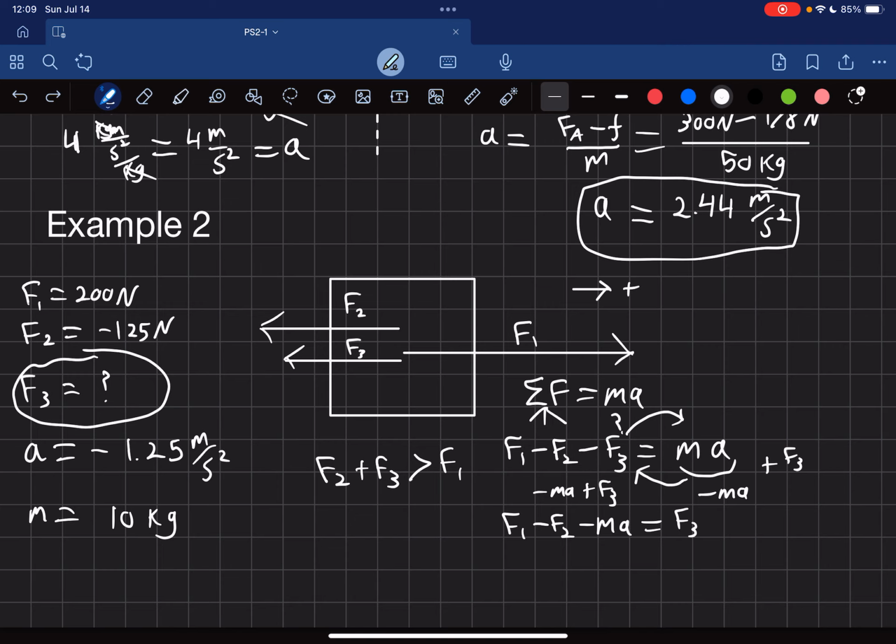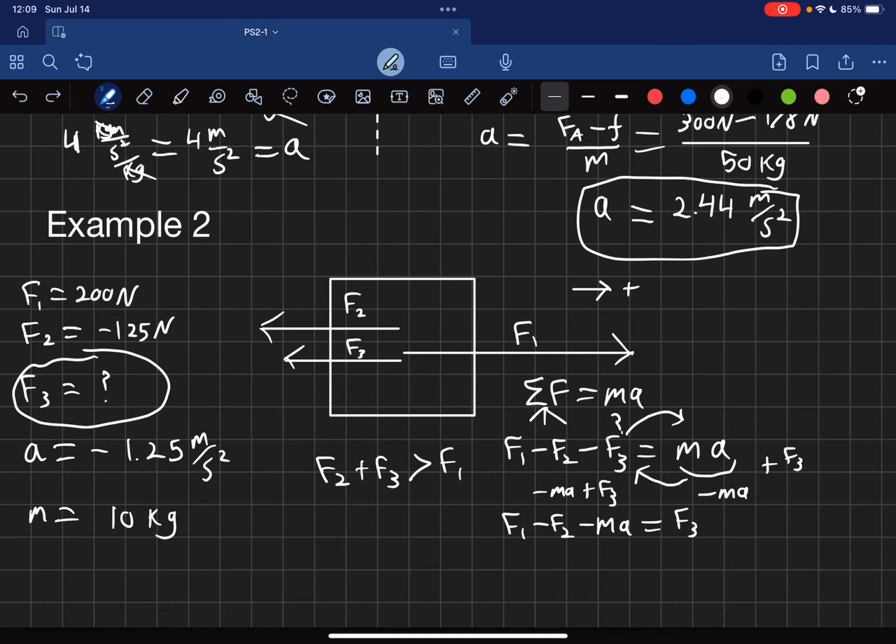The reason I wanted to move force 3 to the other side and not force 1 and force 2 is force 3 was already negative. And by moving the negatives to the other side, we're going to be making them positive. And typically you want the answer you're solving for in the end to be positive. The value can be negative, but the variable should be positive. It shouldn't have a negative applied to it.